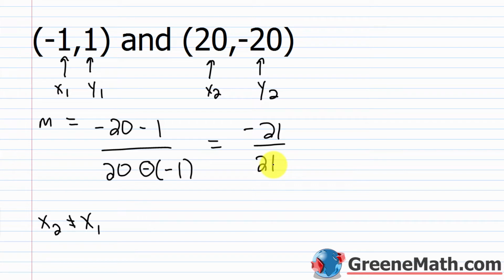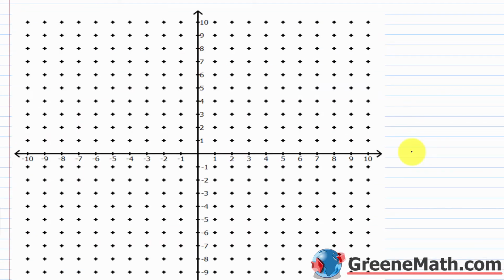So I end up with -21 over 21, which is the same thing as -1, right? -1. So m, again, my slope, let me label that real quick. My slope is equal to -1. So let's see if we can make a little sense out of this slope thing. So we saw that m is equal to -1. So what does that mean?